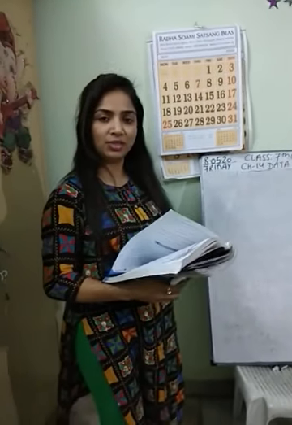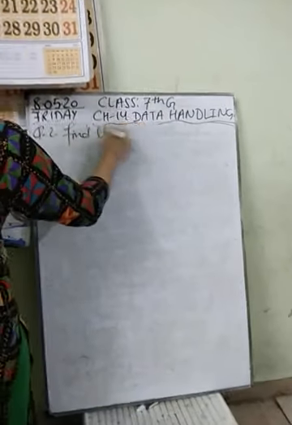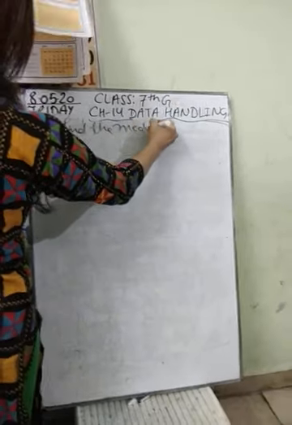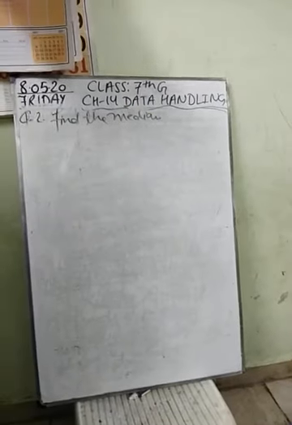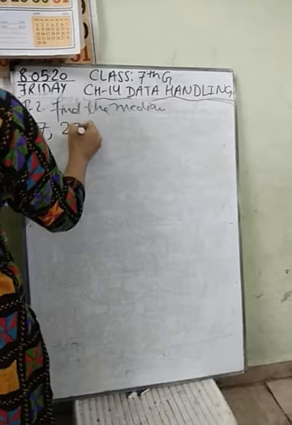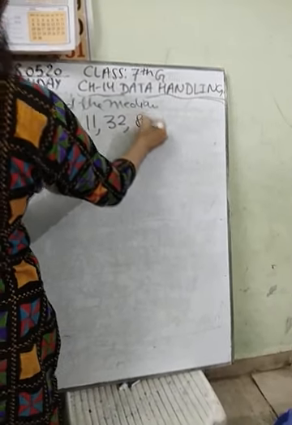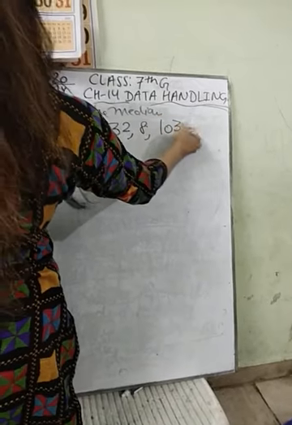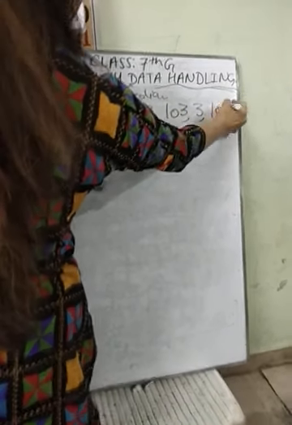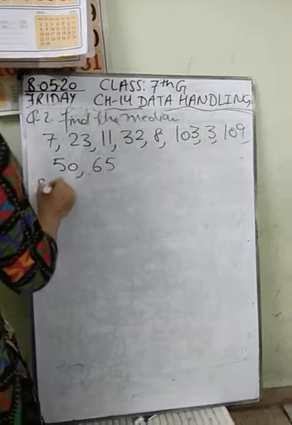Yes guys, this is example number 2. You have to find the median of the given observations. Okay, suppose you have numbers 7, 23, 11, 32, 8, 103, 3, 109, 50 and 65.